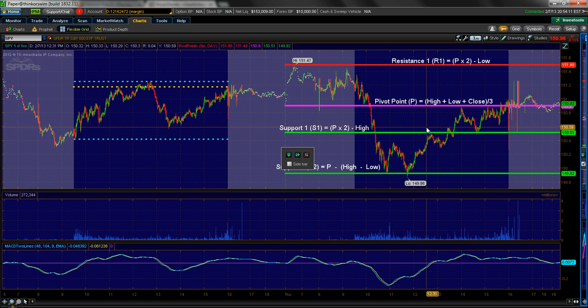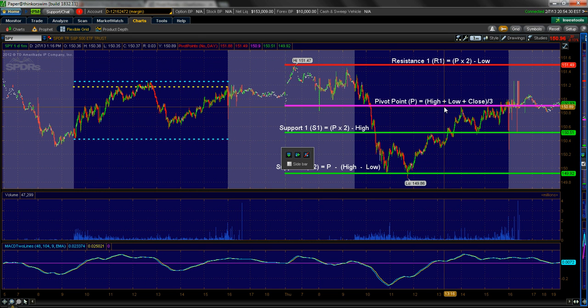Let me bring that up, here we go. What they do is take the high, which I've marked over here, the low, which was at the beginning of the trading day yesterday, and the close, which I marked with this little yellow line. And it creates these pretty highly respected support and resistance levels.